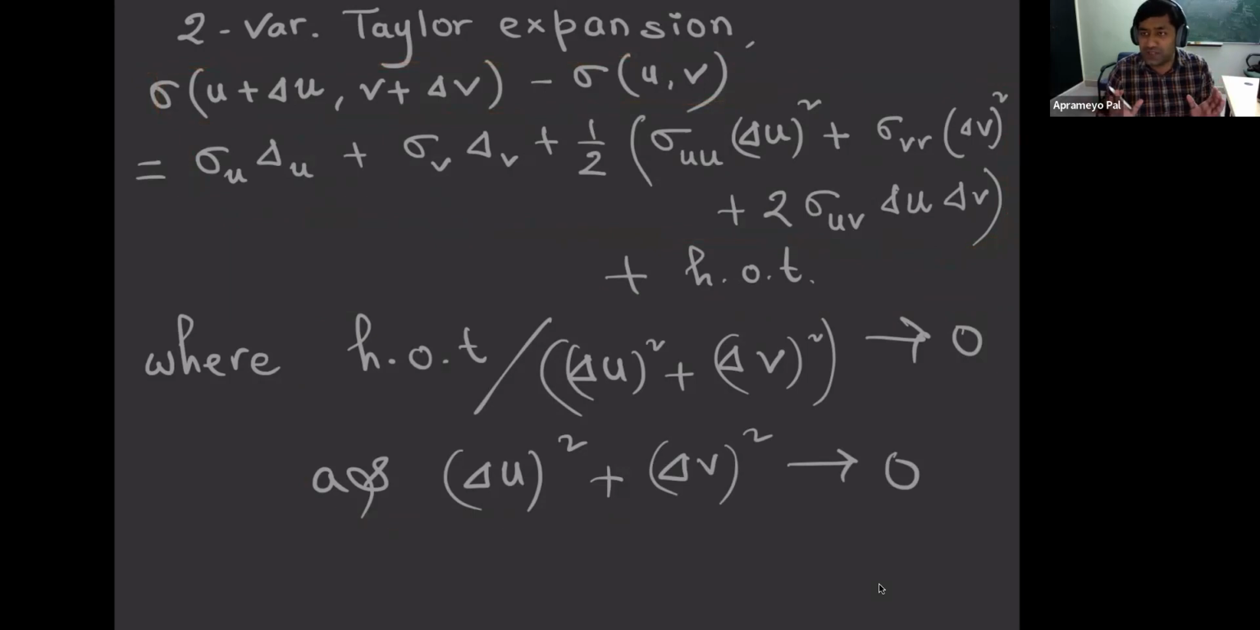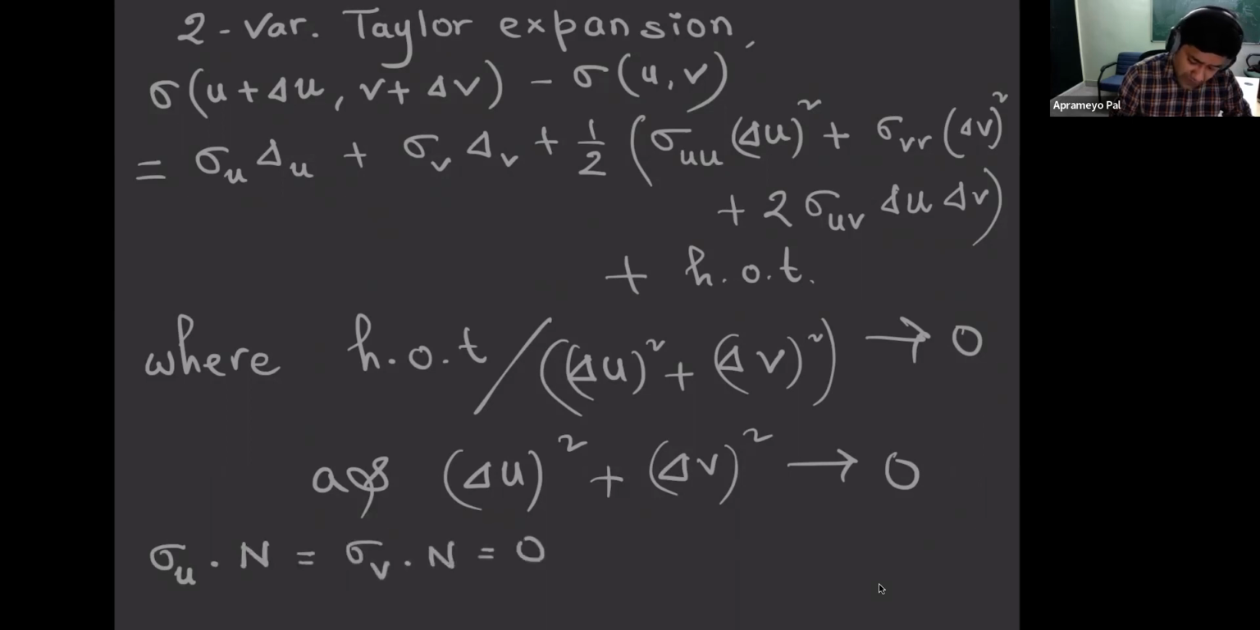We ignored the higher order terms essentially, because in the higher order terms you will have degree 3, degree 4, and a mix of everything. So we don't care about those. And here also, I'm stressing, similar to the single variable case or the curve case, we know that sigma u, if you take dot product with n, this is 0, same as sigma v.